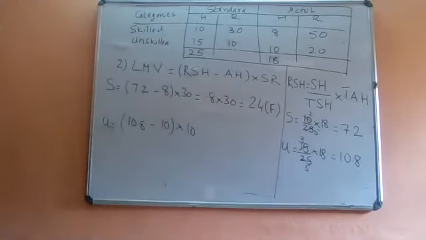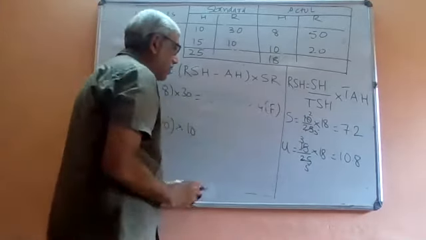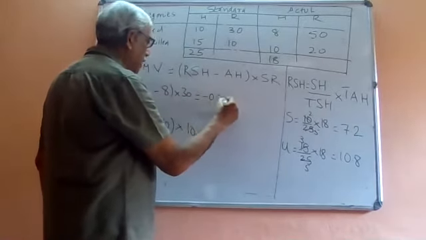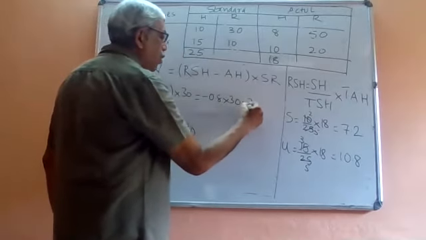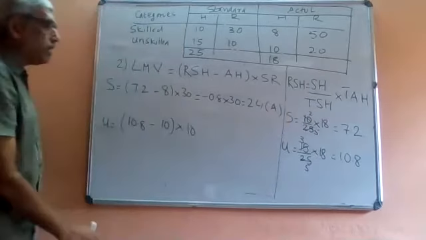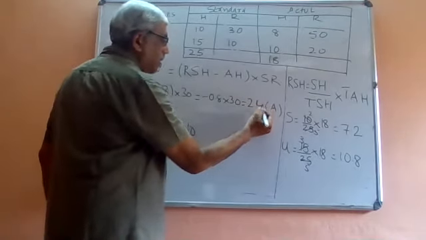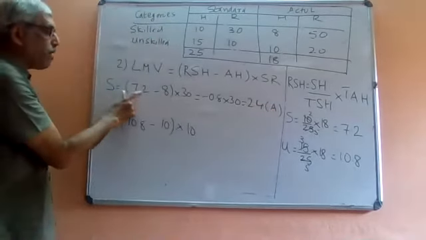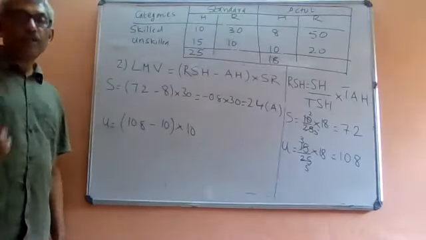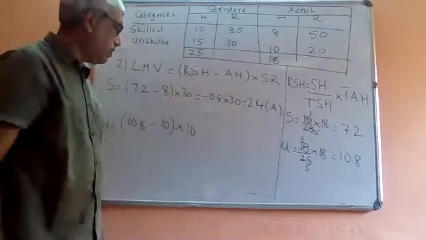Now 7.2 minus 8 is minus 0.8, into 30 is 24. Sorry, it is minus, it is not favorable. So it is 24 adverse, because it is 7.2 minus 8, which is minus 0.8. Minus 0.8 into 30 is 24 adverse.